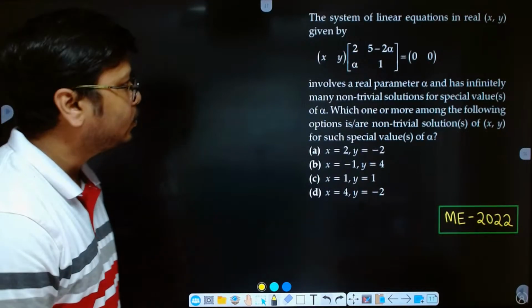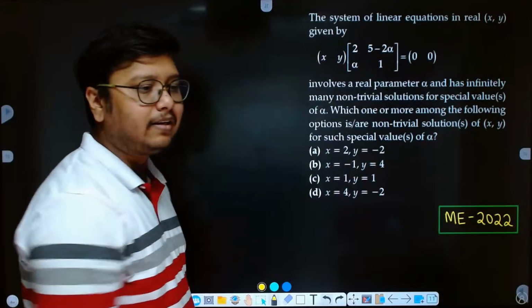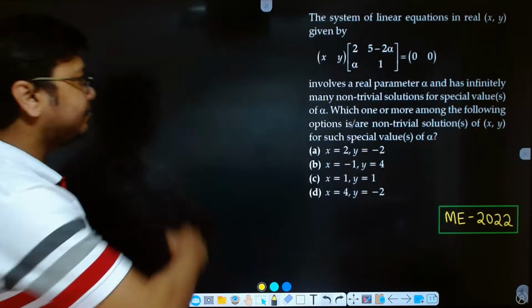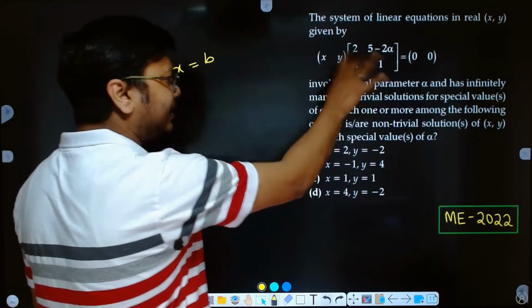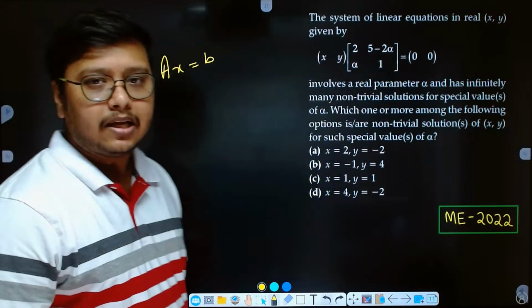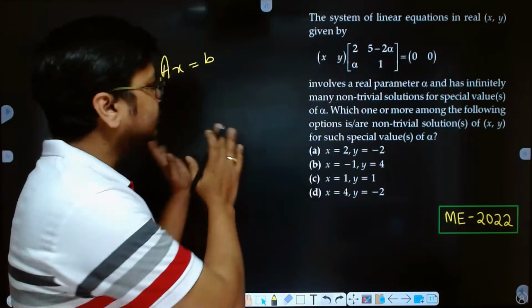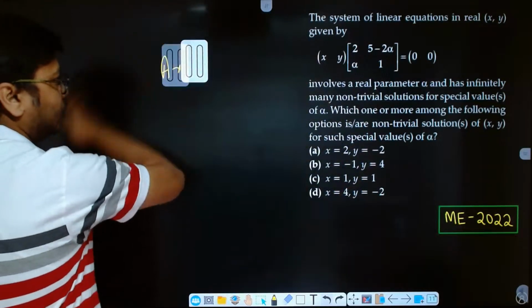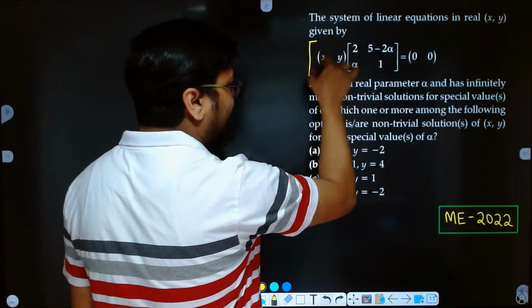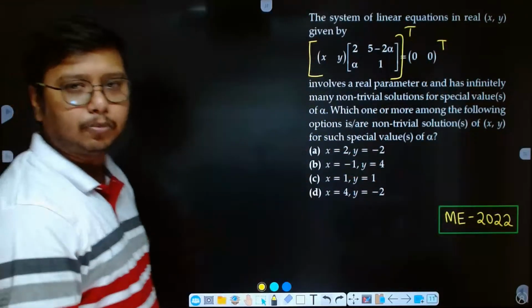Mechanical 2022, system of equation. Now this system of equation is represented in a little bit different way. Generally we write Ax equals b, but this is written in a little bit different way. Now first I want this to be written in a conventional manner, then it's easy to think. I don't want to complicate anything. So the very first thing that I'll do is I'll take a transpose on both sides.